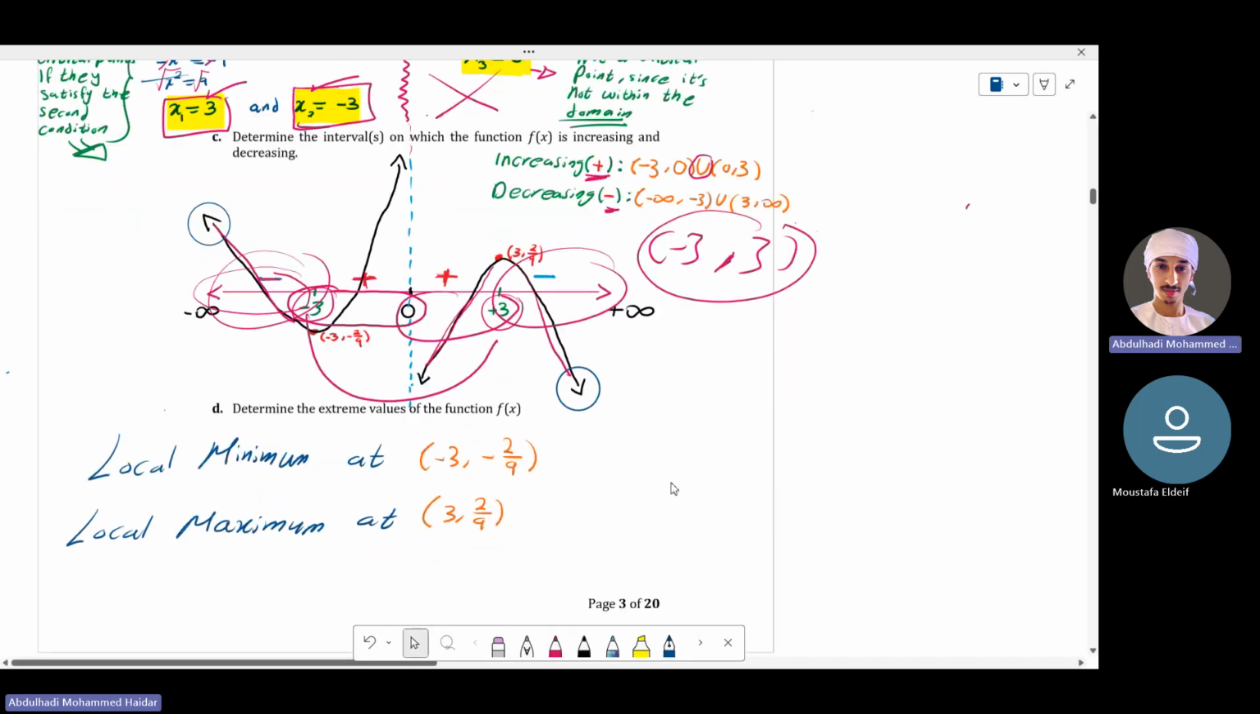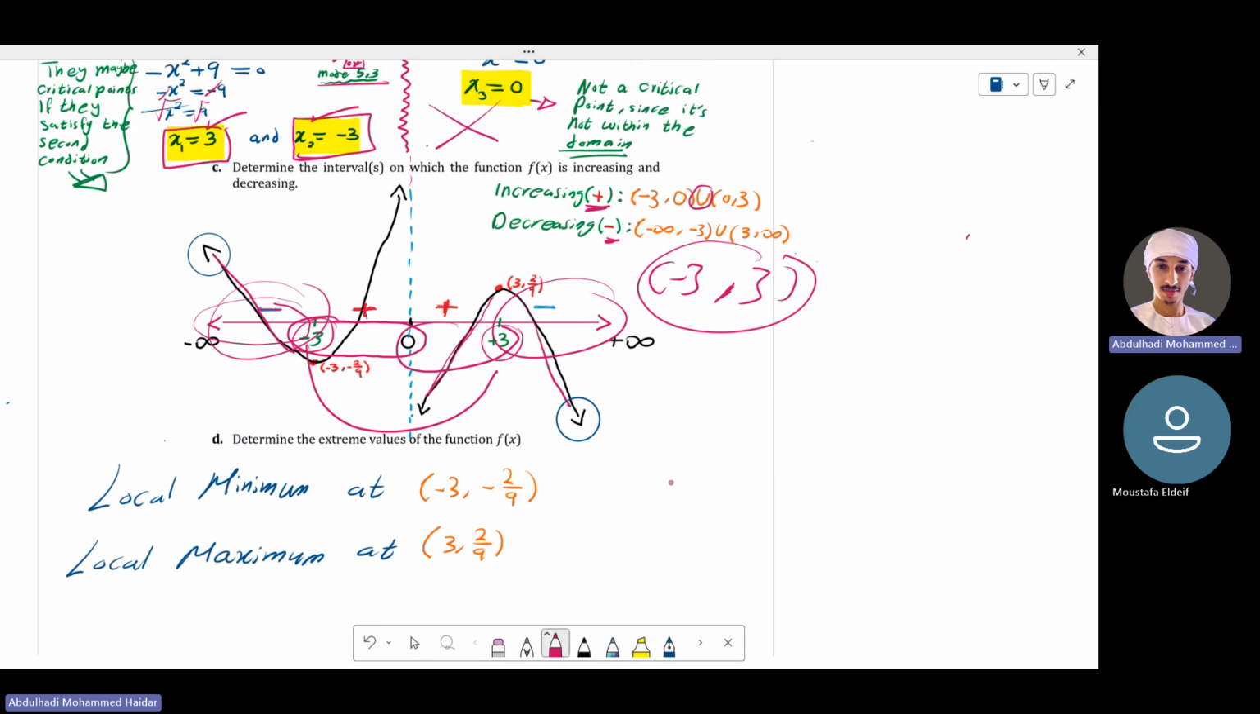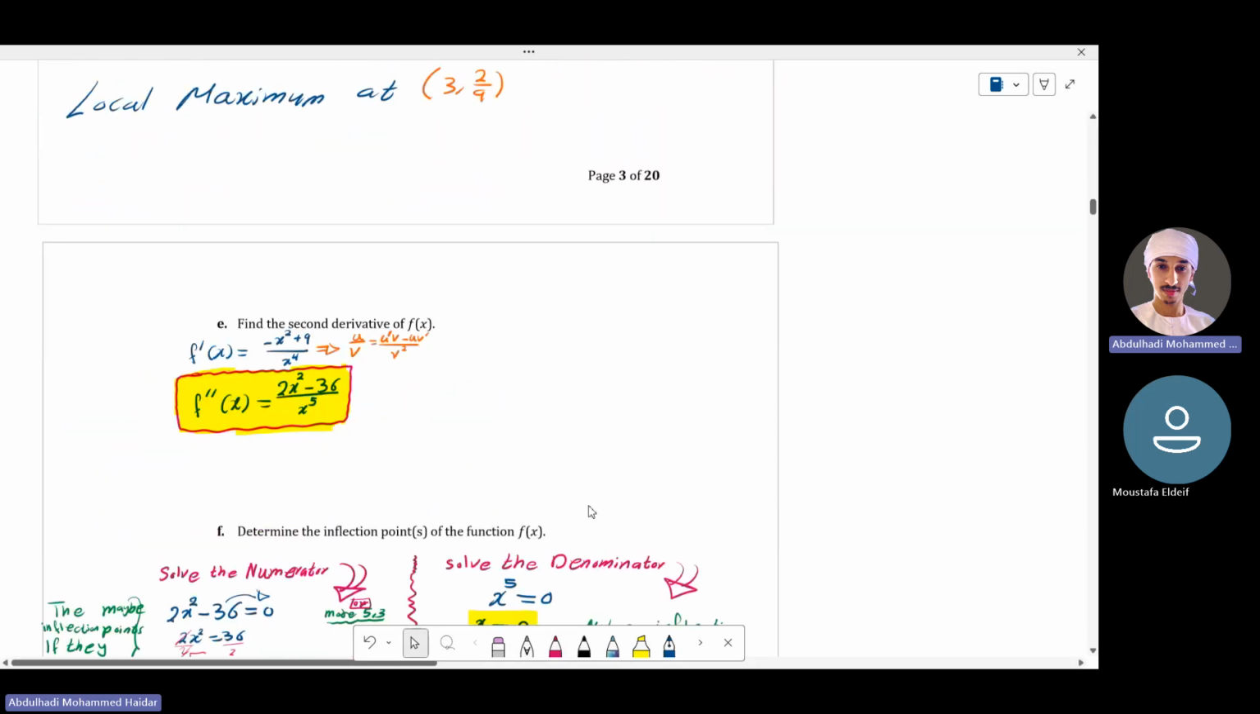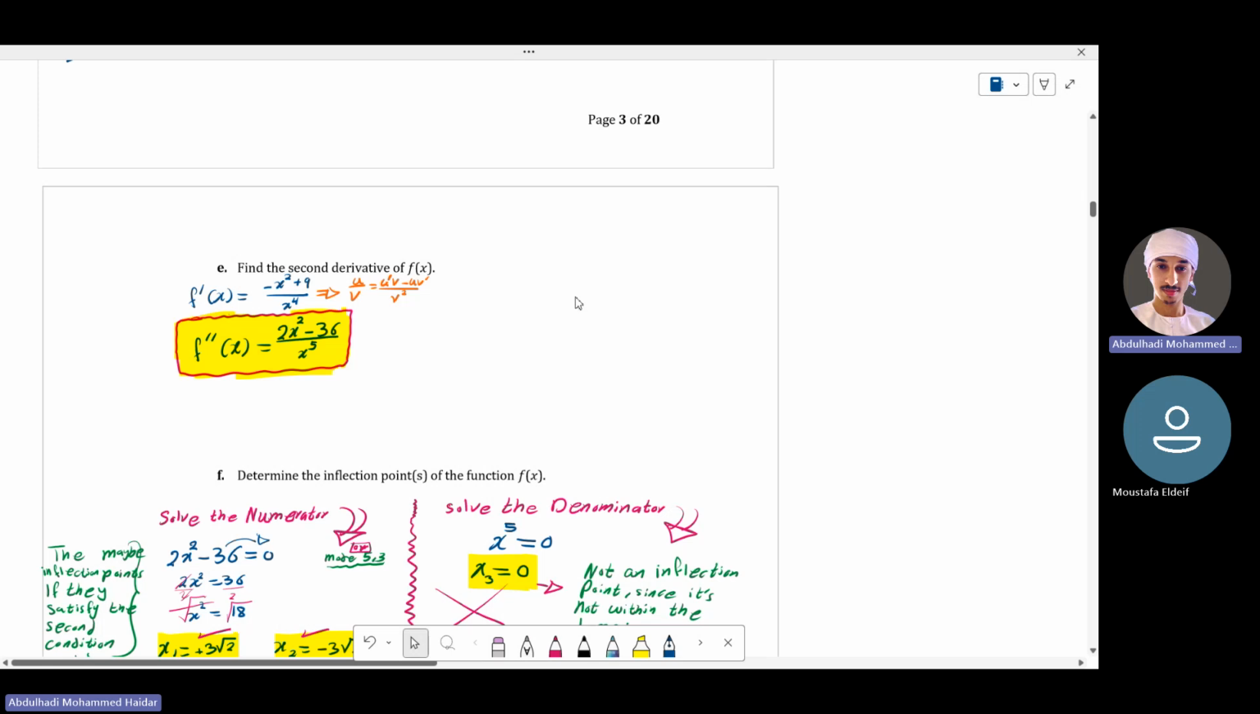For the extreme values, same as we did. This one was like this, so it is a minimum. Is it local or absolute? Since we have this arrow, we will never have an absolute minimum, so it is a local minimum. And this one is a maximum, but is it local or absolute? It is of course local, because we have this arrow, so we will never have an absolute maximum. And that's it.